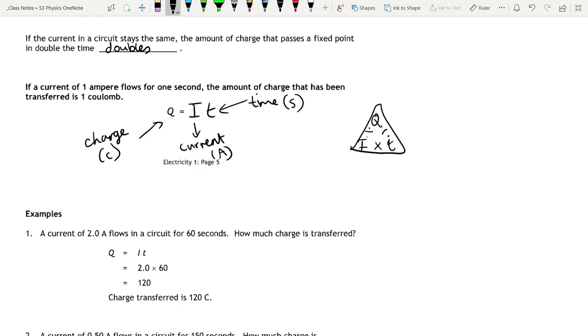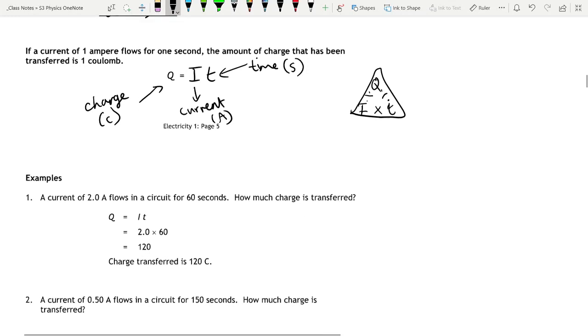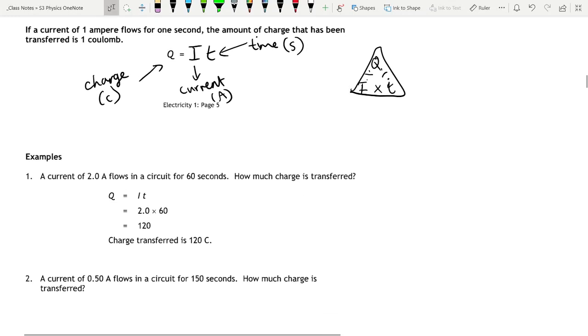Right, so what we're going to do is we're going to do a few examples of using this equation. Watch your units, that's all I'm going to say, because if you're making any mistakes with this equation, it'll be the units. So example 1 is done for you.